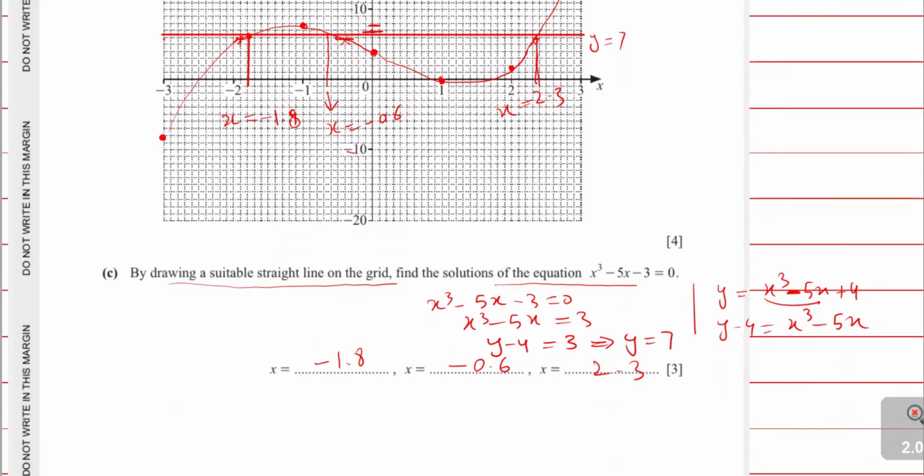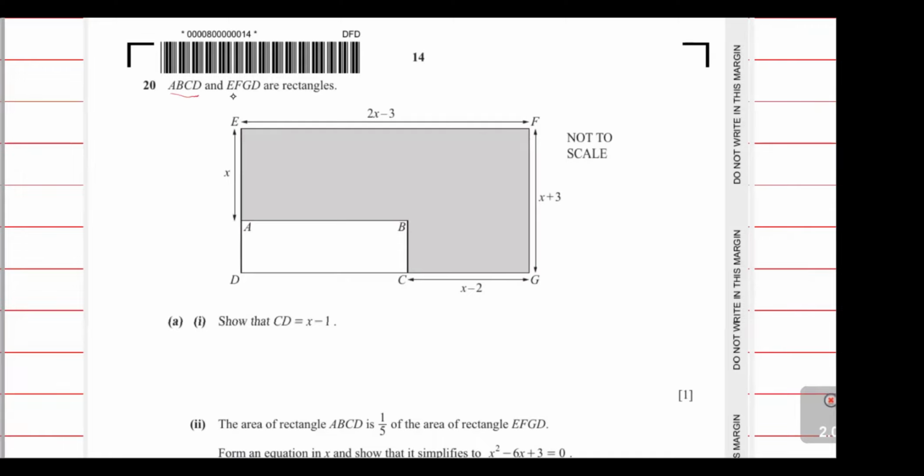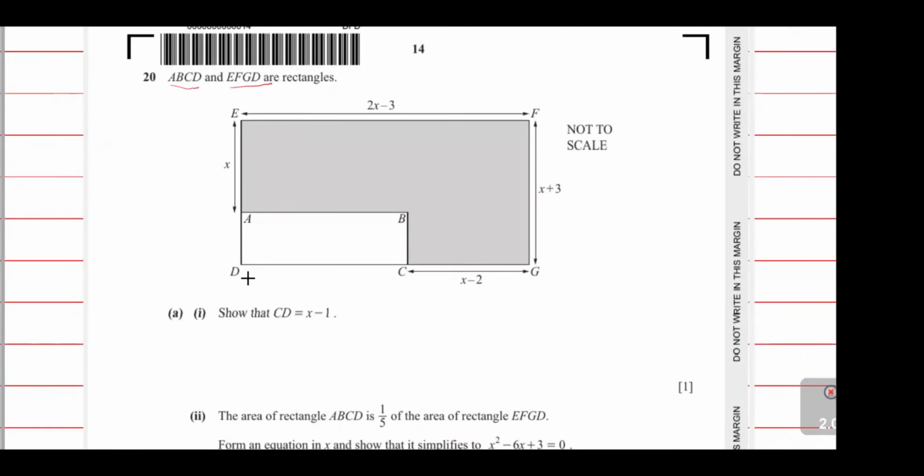This is the answer. Question 20. ABCD and EFGD are rectangles. Part A, show that CD equal to x minus 1. Look here, this length EF. Look here, this length DG equal to EF. And we can write DG equal to DC plus CG. And EF length here is 2x minus 3, and CG length here is x minus 2.